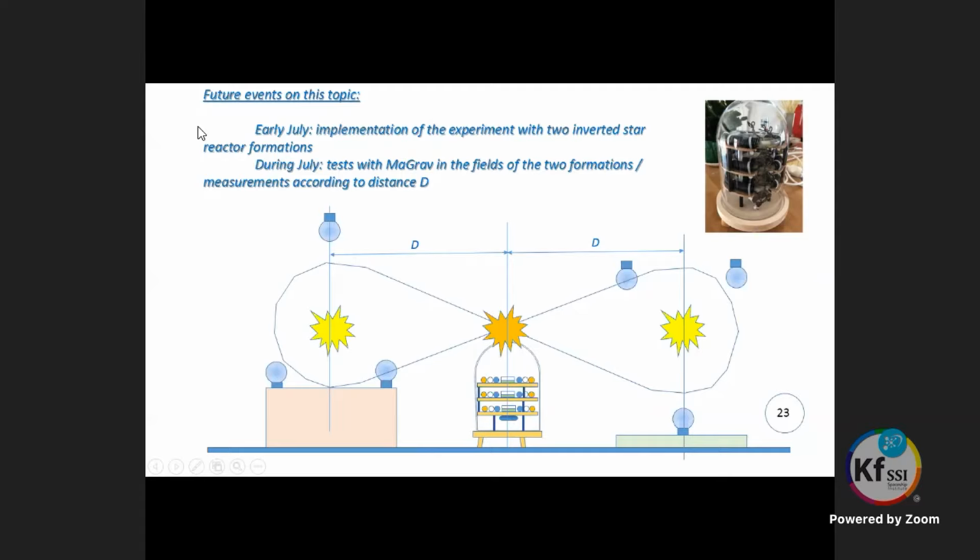Oh, okay. So as per the recommendations of this group from Mario and from Rick, Joel in early July will be adding a second star formation, and this one will be inverted in respect to the other.